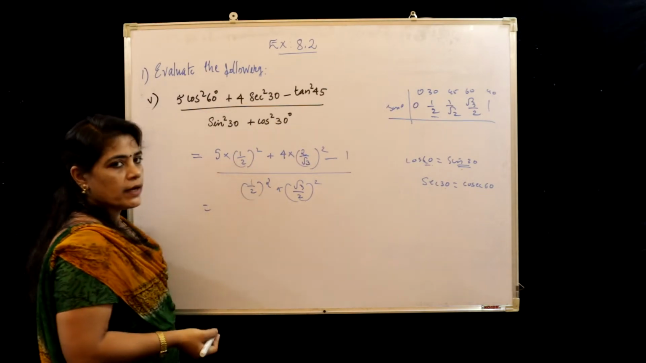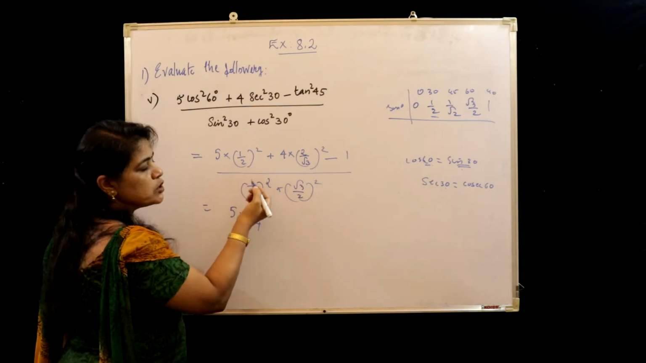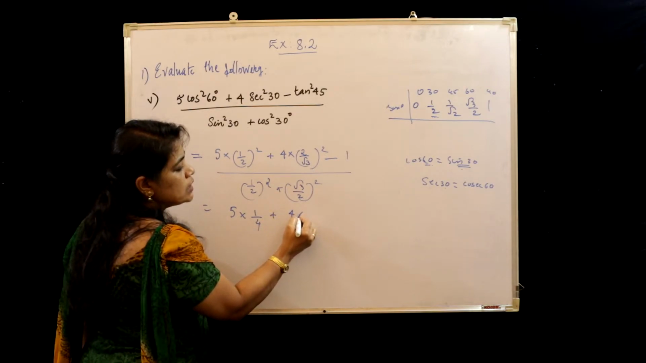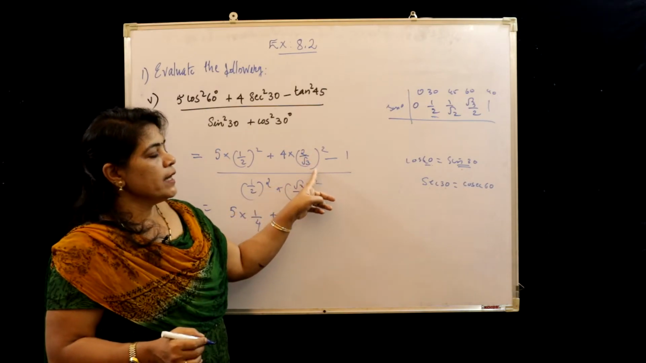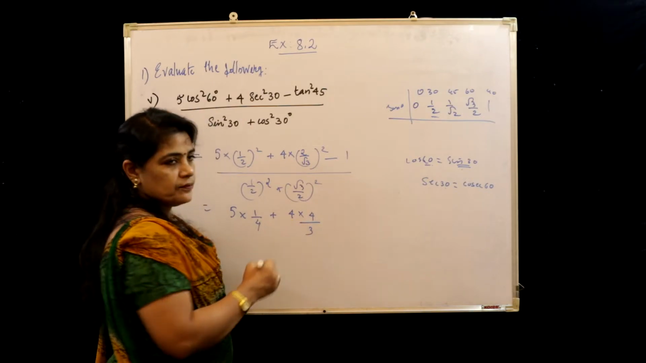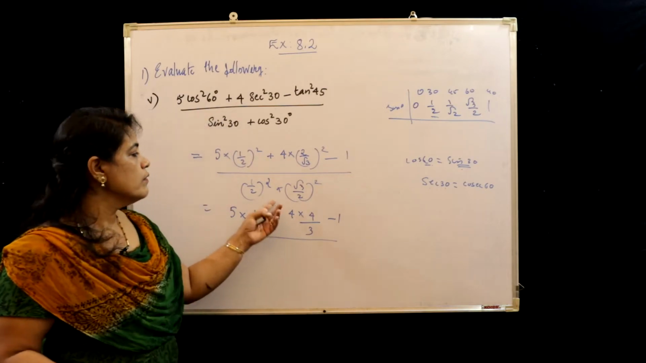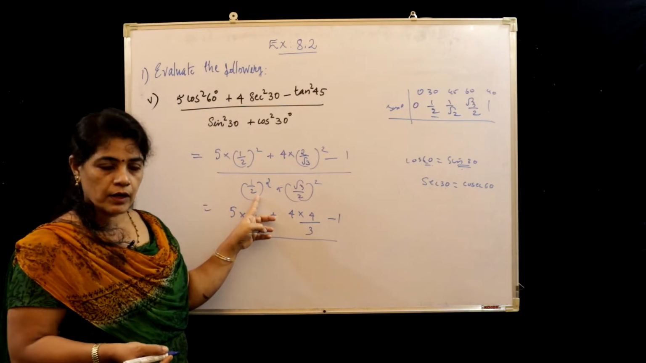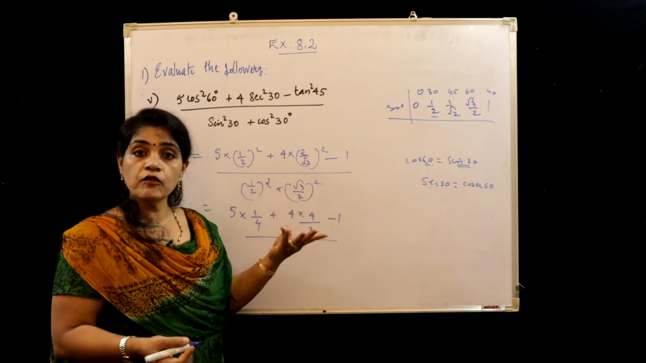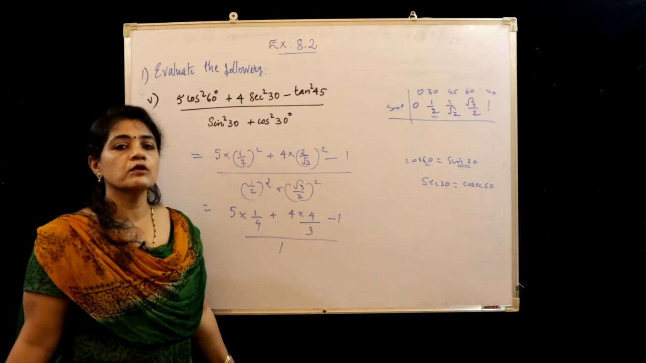So we can solve this numerator, that is 5 into (1/4), plus 4 into (2/√3) whole square, which is 4 divided by 3, minus 1 divided by... this will be 1, because (1/2) whole square is 1/4, plus (√3/4) whole square is 3/4, and 1/4 plus 3/4 is 1. Or if you apply that identity, you can directly write that as 1.